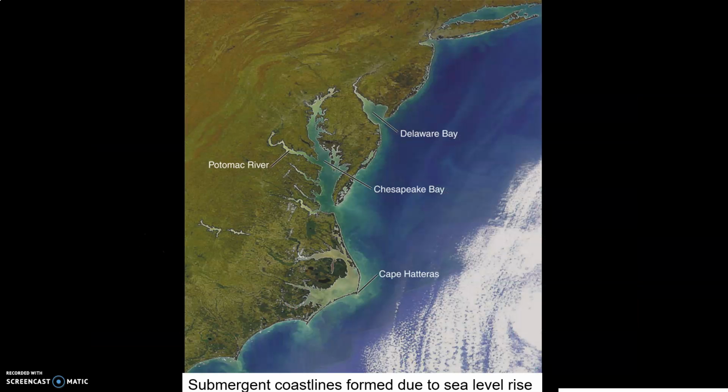So here's a satellite view showing the East Coast, Delaware, and Chesapeake Bay, and basically they're showing submergent coastlines formed due to sea level rise. I know the East Coast has been fighting with sea level over the last millennia, and a lot of these barrier islands and coral reefs have migrated landward.